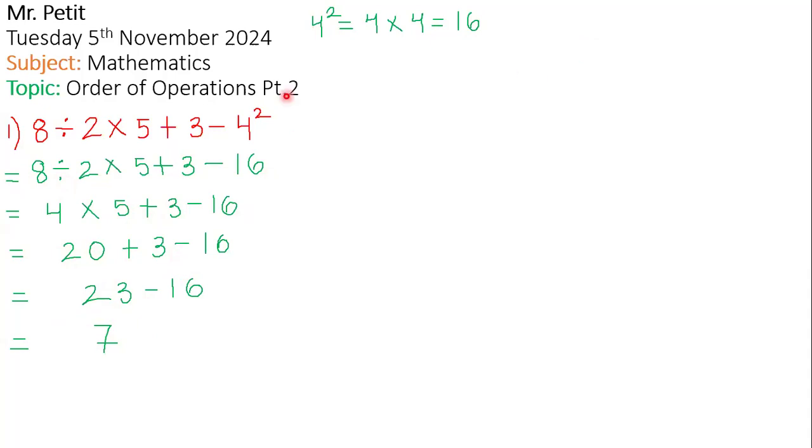They always bring order of operations, so it might not look exactly like this. It might look different, but you have to know the rule. PEMDAS, okay? Parentheses first, then exponents, then multiplication or division from left to right, whatever comes first, then addition or subtraction, okay? Let's do another one.